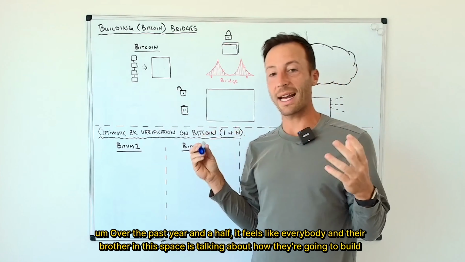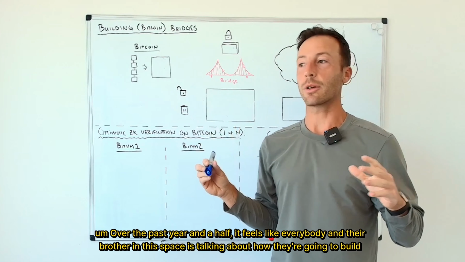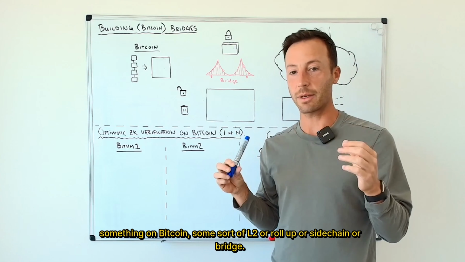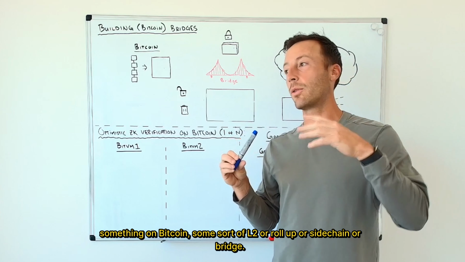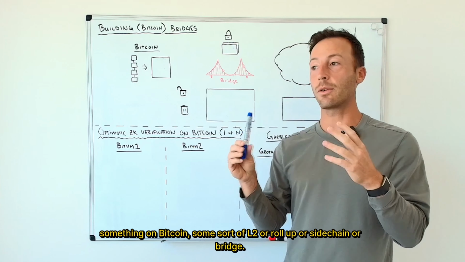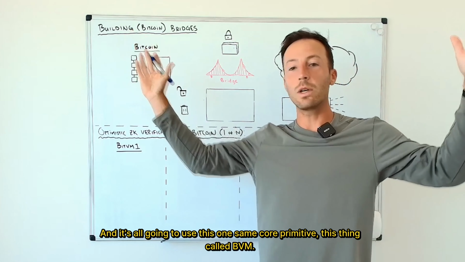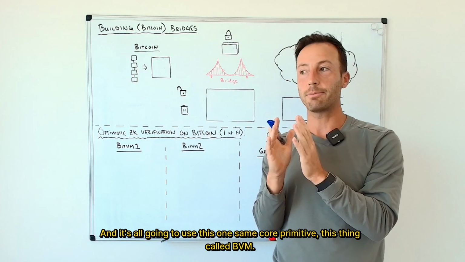Over the past year and a half, it feels like everybody and their brother in this space is talking about how they're going to build something on Bitcoin, some sort of L2 or rollup or sidechain or bridge, and it's all going to use this one same core primitive, this thing called BitVM.